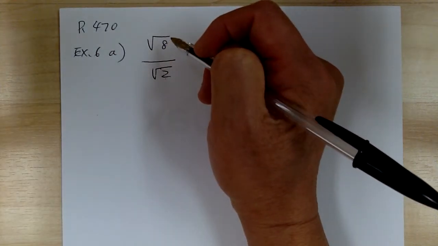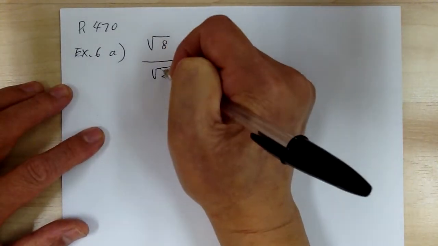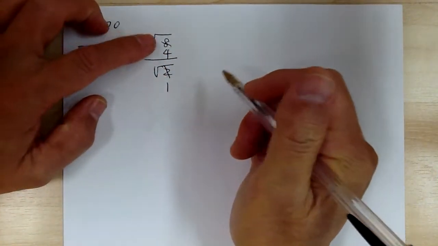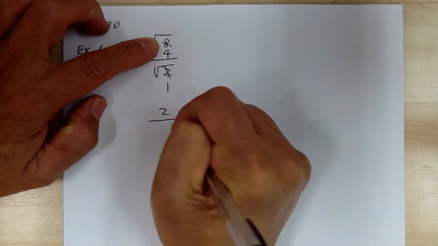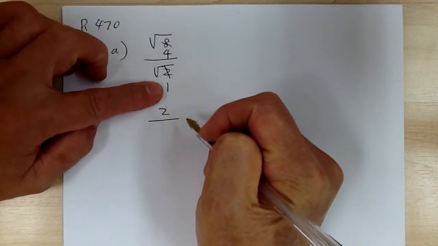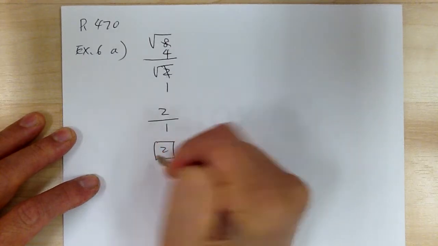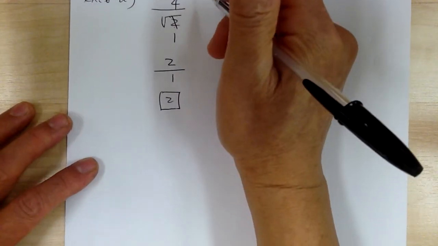You can only cancel the same kind of numbers. Okay, so cancel, you get 1, you get 4, then you go and simplify. So square root of 4 is 2, and square root of 1 is 1, so it's 2 over 1, right? So the answer will be just 2. Okay. Now let's go to B.